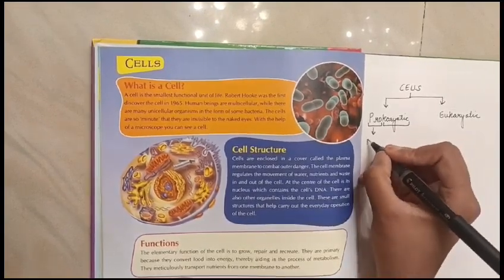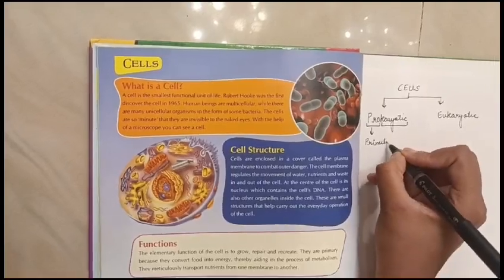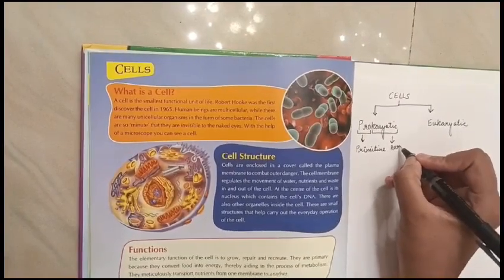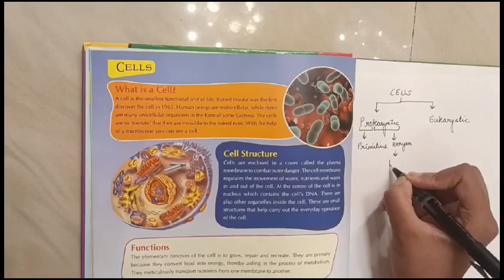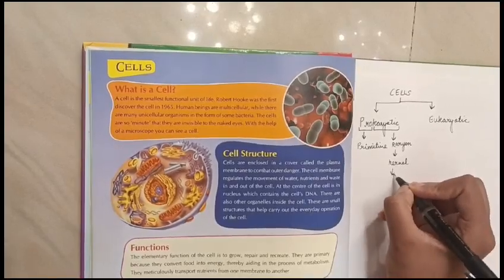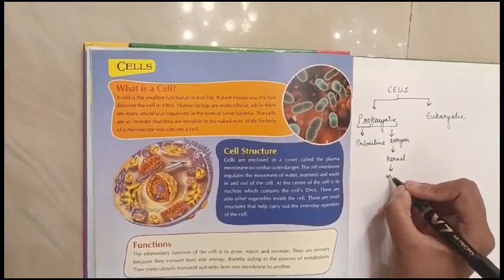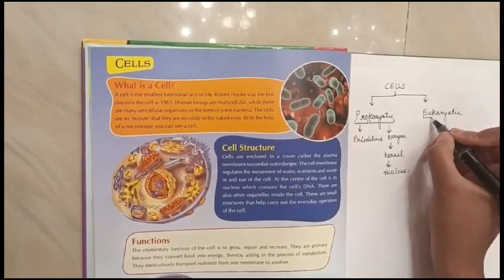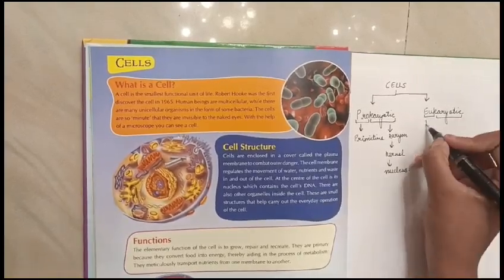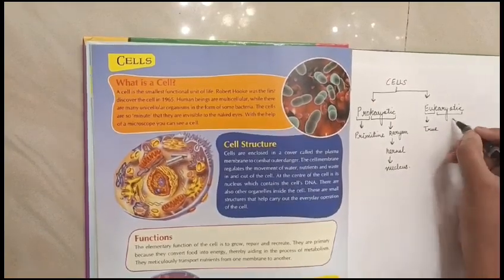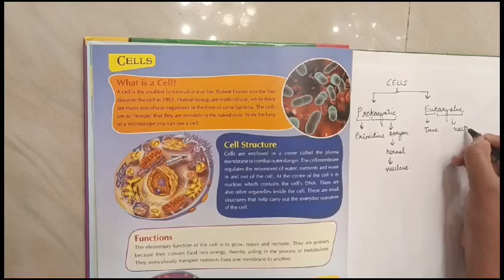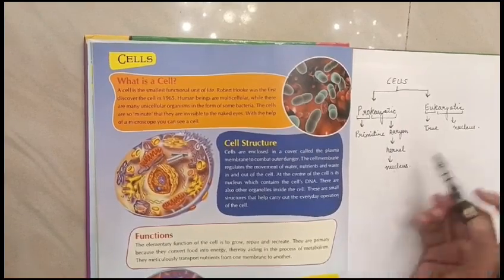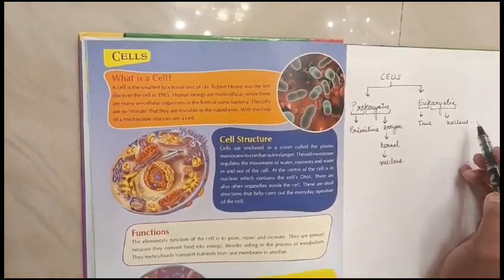Pro means primitive, and karyotic is derived from karyon, which means kernel, and can also be considered as nucleus. When we talk about eukaryotic, it again breaks down into eu and karyotic. Eu means true and karyotic again means nucleus. So prokaryotic is the one which has a primitive nucleus and eukaryotic is the one which has a true nucleus.